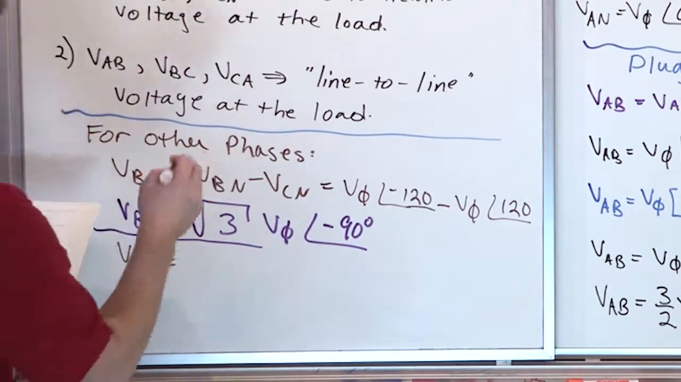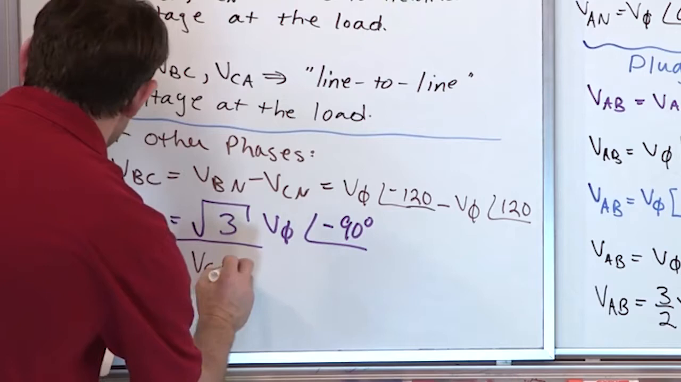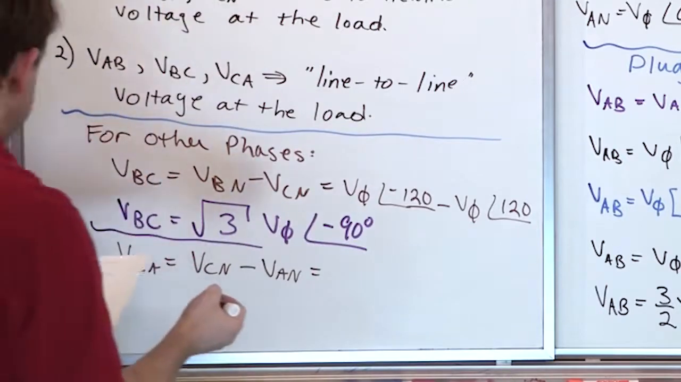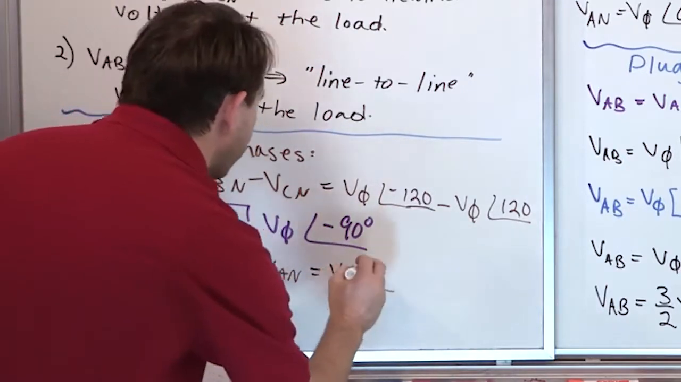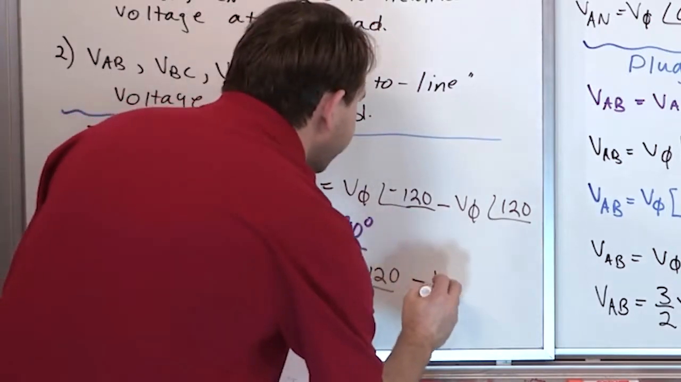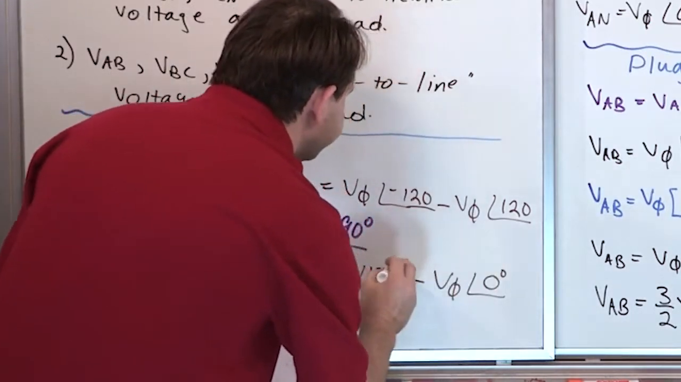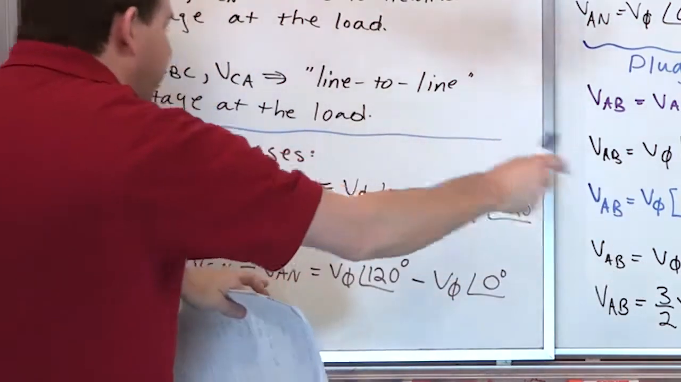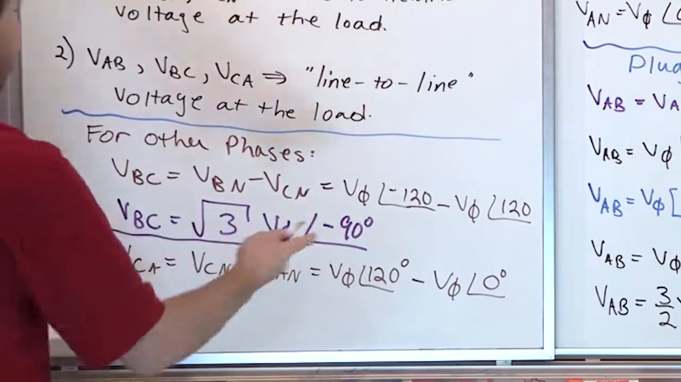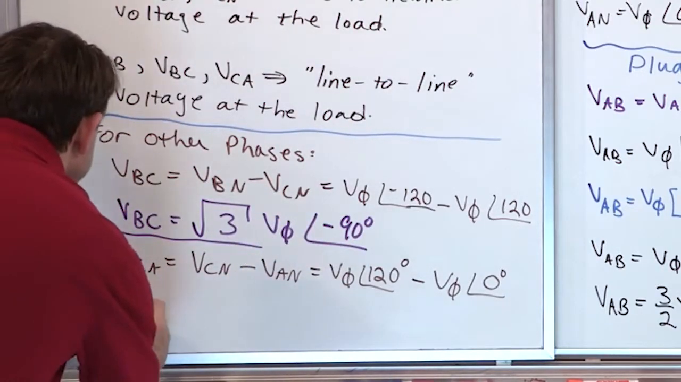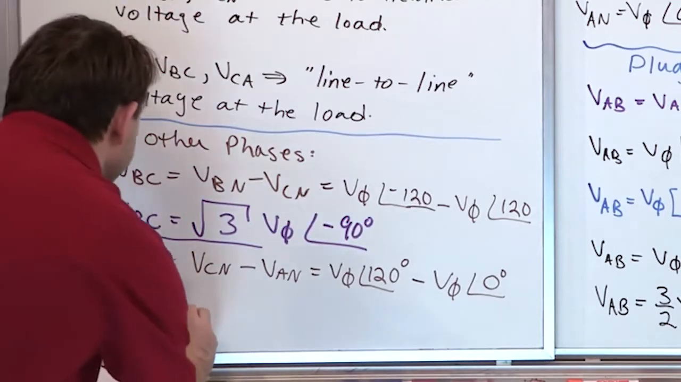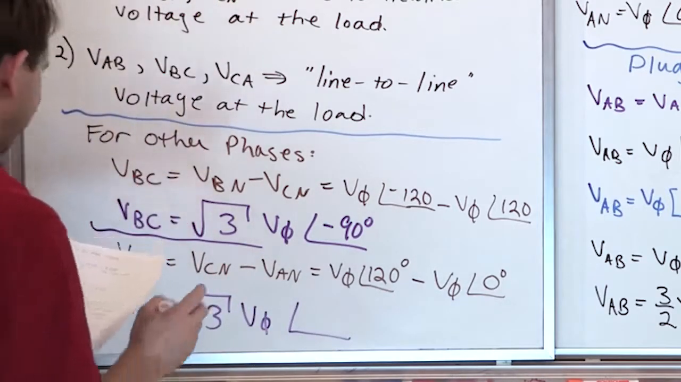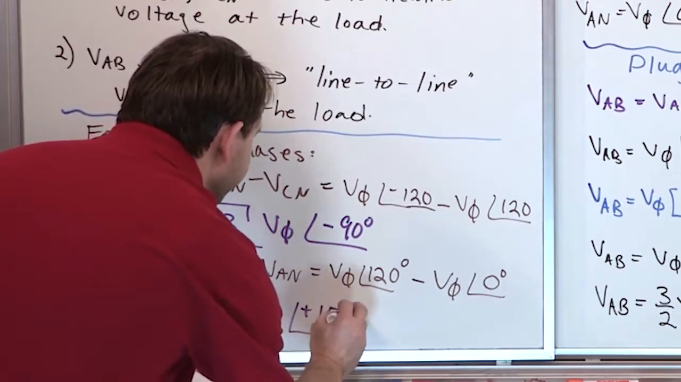CA, the original equation from the Kirchhoff voltage loop was VCN minus VAN. And then we plug in the values that we had here. It's going to be V phi at an angle of positive 120 degrees, minus V phi at an angle of 0 degrees. So again, it's a different subtraction. And when you put it into your calculator, or you expand it all and do the magnitude phase, e to the j phi, cosine plus j sine theta, all that stuff, you get VCA is going to be equal to, again, square root of 3 is always the common thread here, V phi, but this phase angle is again different. It's positive 150 degrees.